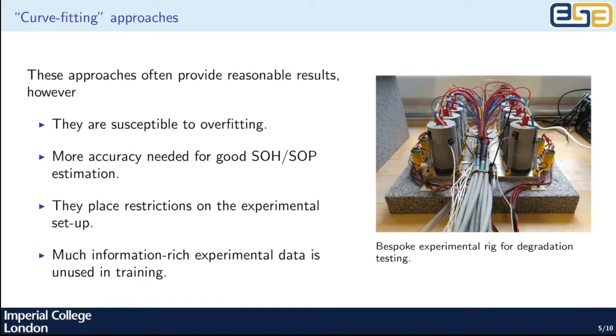This approach also has impact on the experimental setup. For parameterization of thermal-electrical models, collection of data is usually done in a cooling rig to maintain a relatively constant temperature. These cooling rigs are often expensive and time-consuming to build. Additionally, a lot of information-rich data can be unused in the model training. For example, in degradation testing, the cell is often characterized at set points during a very long degradation test. However, there is a lot of information-rich data in between these set points that is going to waste.